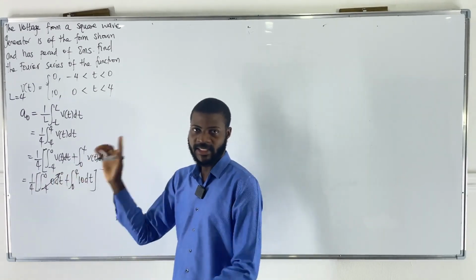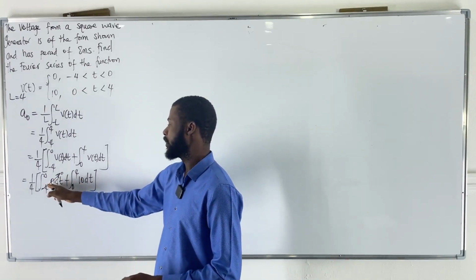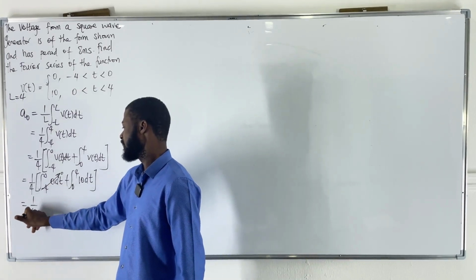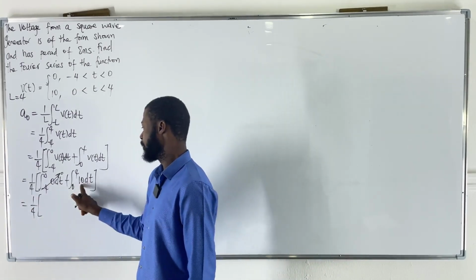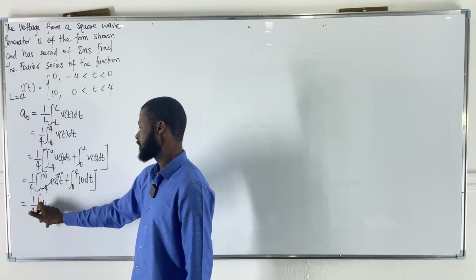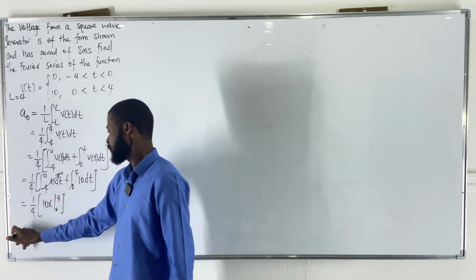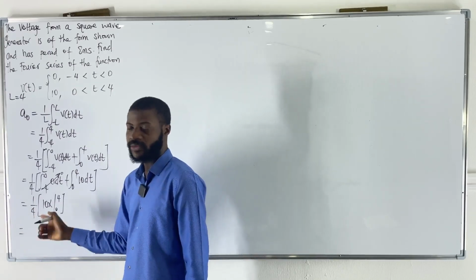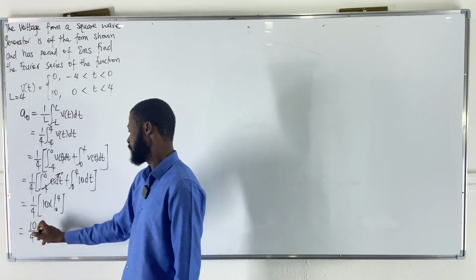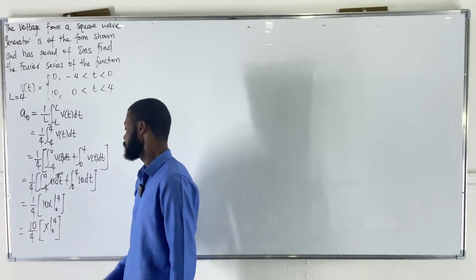Now when I start finding the next coefficient, I won't be putting this one, because it will always give me 0. So this will be 1 over 4. The only thing remaining will be this. Now if you integrate 10, you'll be getting 10t, and this is from 0 to 4. The 10 is a constant, so the 10 can come outside. So this will be 10 over 4. What will be left is the t from 0 to 4.